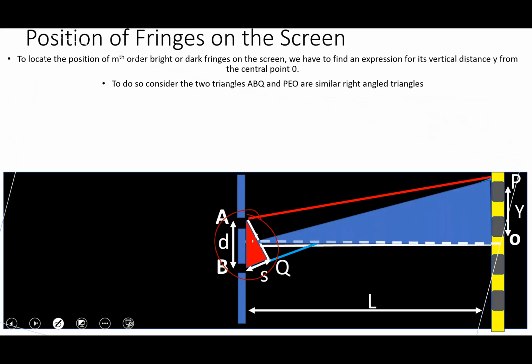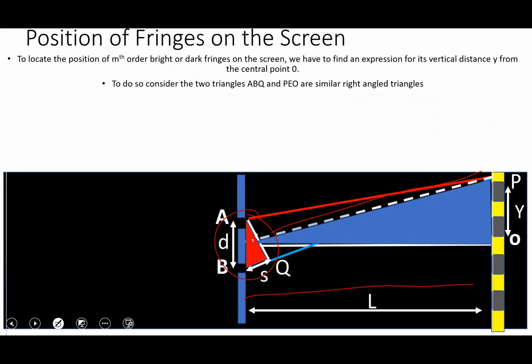Now, this distance from the center point E to point P, if we move it closer to the center point, that distance will be equal to L. That means the distance from here to here will be almost equal to L, as you can see from the movement of this dotted line. It will be almost equal to L if theta is very, very small.